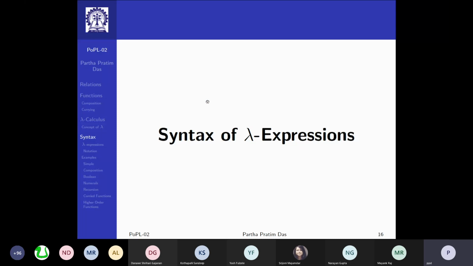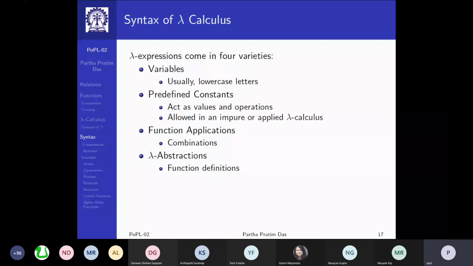So I'm back to the presentation, and let me now take a look specifically at the syntax of lambda expressions. Lambda expressions come in 4 varieties, and this is again interesting. In normal functional programming languages, we differentiate between a function and a value. This is a value that I can send as a parameter, this is a value that I can get as a result, and this is a function. In lambda, everything is a lambda expression. A value itself is a lambda expression, the function itself is a lambda expression. A lambda expression can be applied on another lambda expression to get a lambda expression. So everything is in terms of lambda.